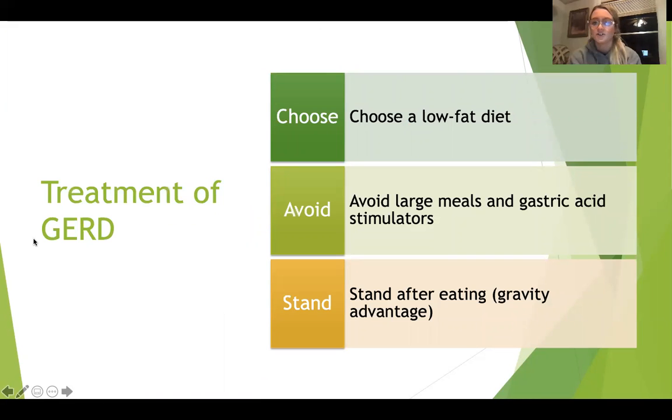Luckily, there are a few ways to treat GERD. Choosing a low-fat diet really helps. Avoid large meals and gastric acid stimulators. These can include tomatoes, alcohol, and things that make the stomach produce more gastric acid that can allow for reflux. Standing after you're eating, you're using the benefit of gravity. Standing up lets it flow down, and it prevents the acid from coming up and causing acid reflux.